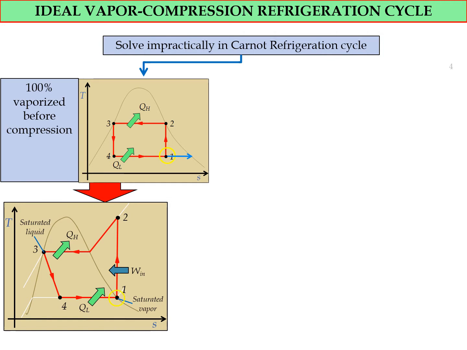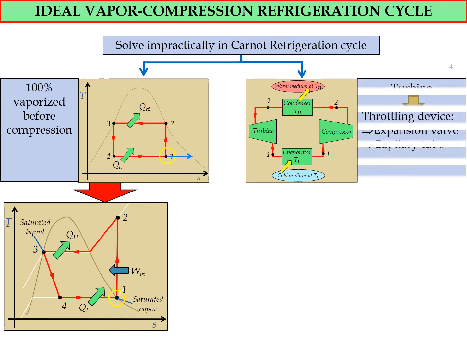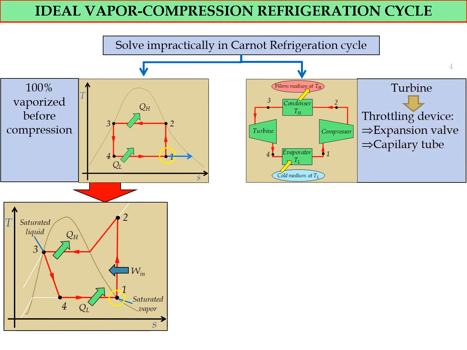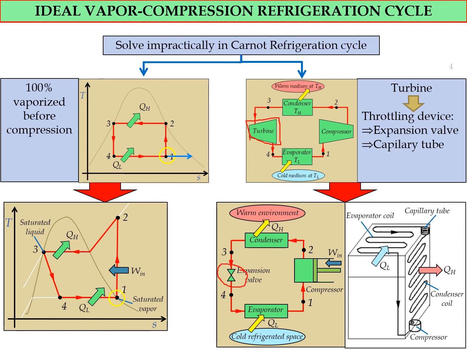That generates work-in. Another impracticality is the turbine, as you can see here. So we can change the turbine into a throttling device, as you can see in this figure. This is the turbine here, and we change it into an expansion capillary or capillary tube, or the expansion valve here. So this is the main component of the refrigeration.